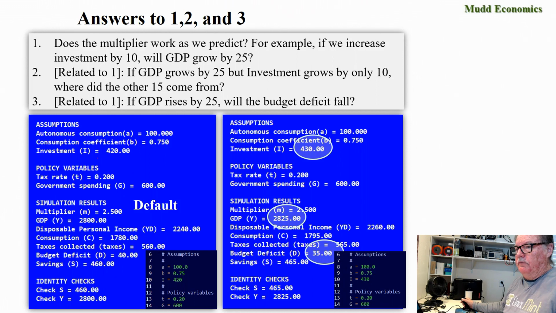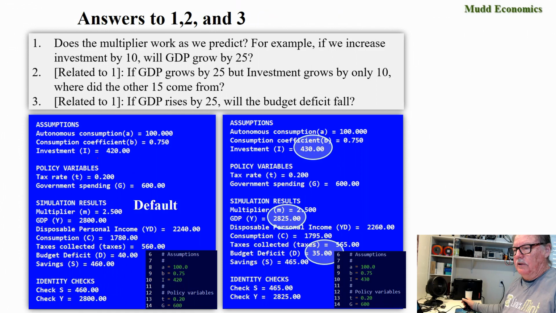here we increased investment from 420 right here to 430. So that's the stimulus we asked about in question 1. Now we can see that it did increase, the multiplier is being shown here as 2.5. It increased by 25, as expected, because GDP increased from 2,800 to 2,825. And we can see that, of course, part of that is investment. We increase that right here.